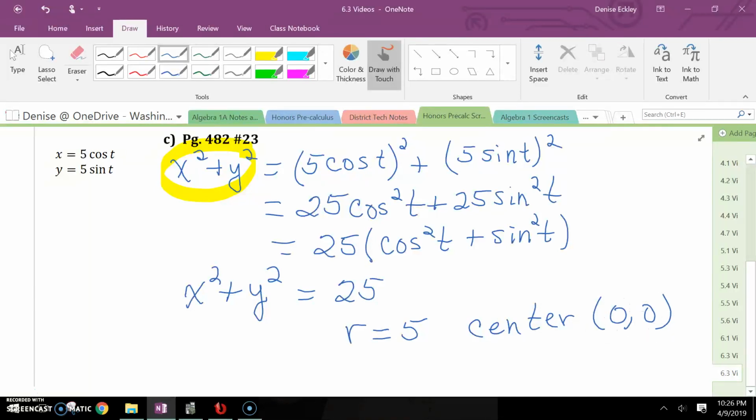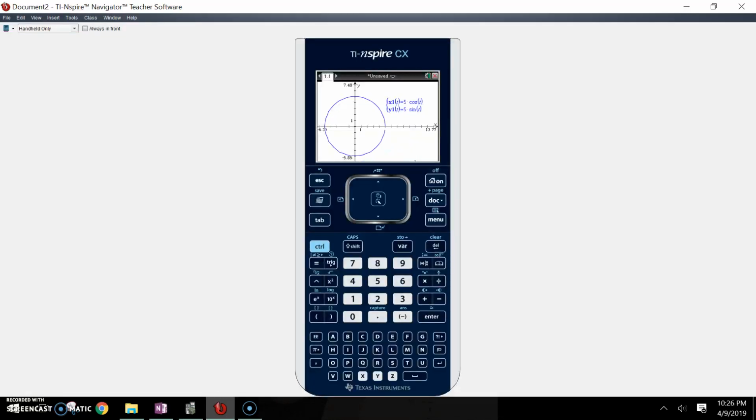And now I can verify that on my graphing calculator, first on the Inspire. So there are the two equations, and you can see it's a circle and it's centered, and if you count along any of the axes, you can see that it touches at 5 or negative 5.